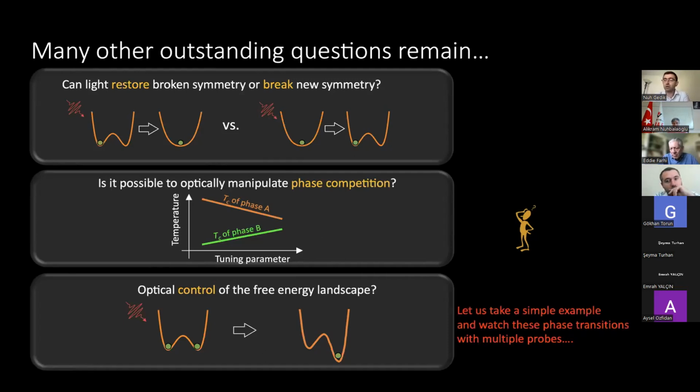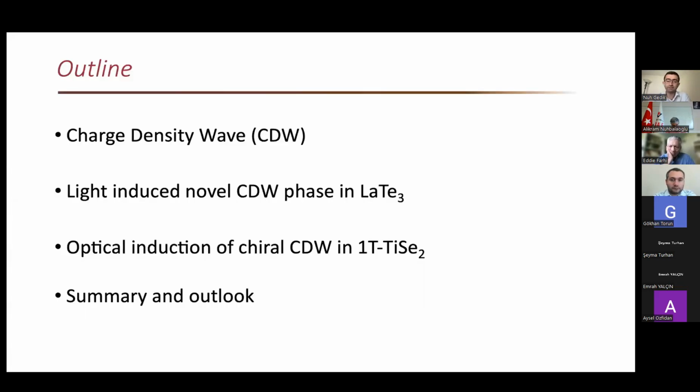But the way to go about this is, I would like to start with the simplest possible material that I can think of so that I don't complicate things. I just focus on a light-induced phase transition rather than the complexities of the material. So for this talk, this simple example material is going to be a charge density wave. So this is the outline of my talk.